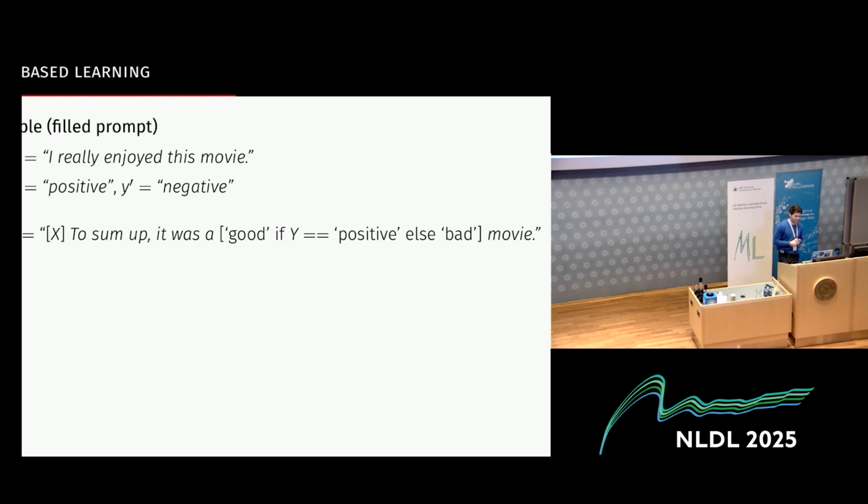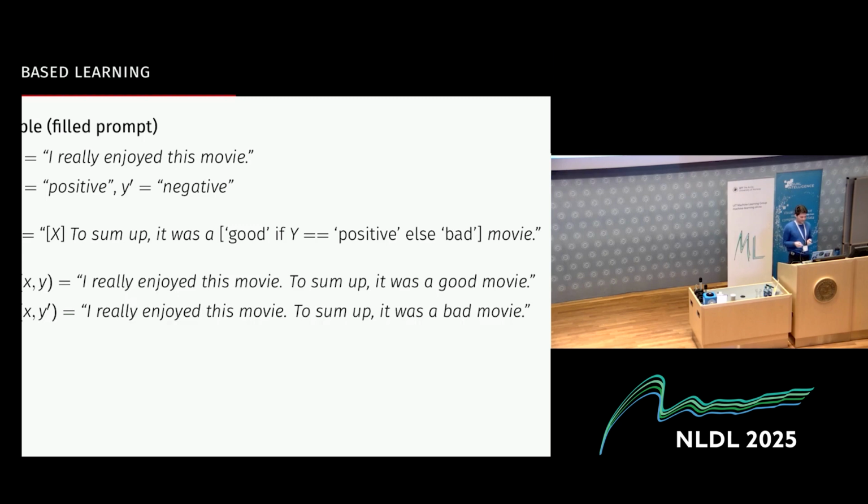And so we will use this prompt template that transforms this pair, X and Y, into a natural sequence of text. With this prompt template, we will first insert the input X into it. Then the text, "To sum up, it was a..." follows. And after that, we have two possibilities: either the word "good" if the label is positive, or the word "bad" if the label is negative. And then what follows is the word "movie."